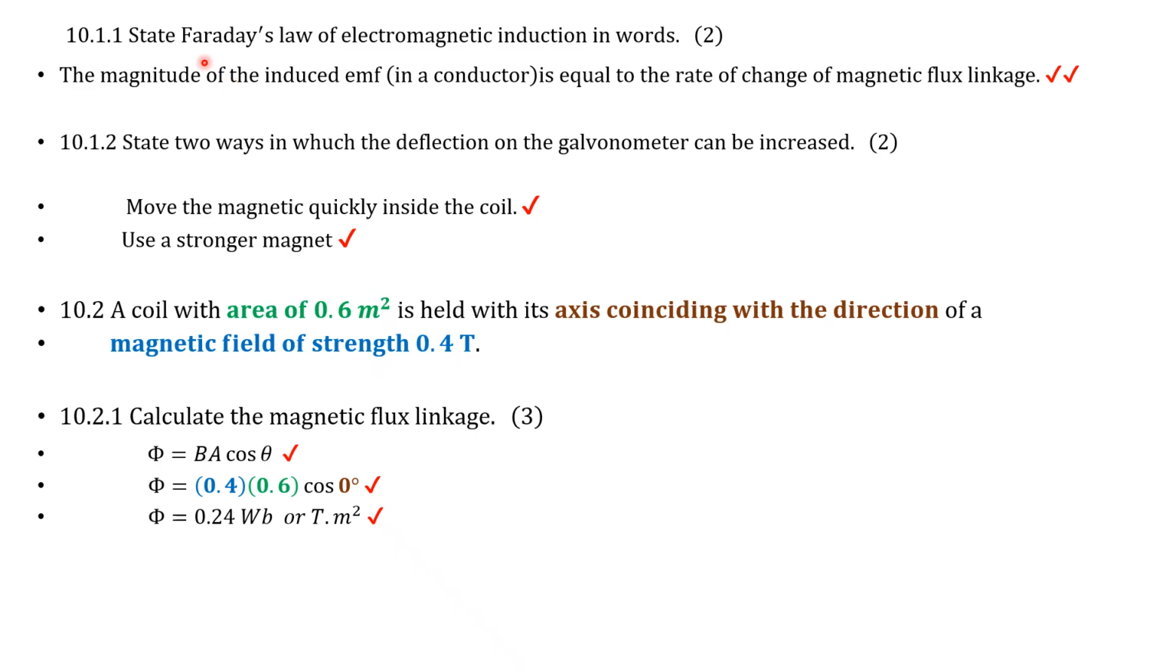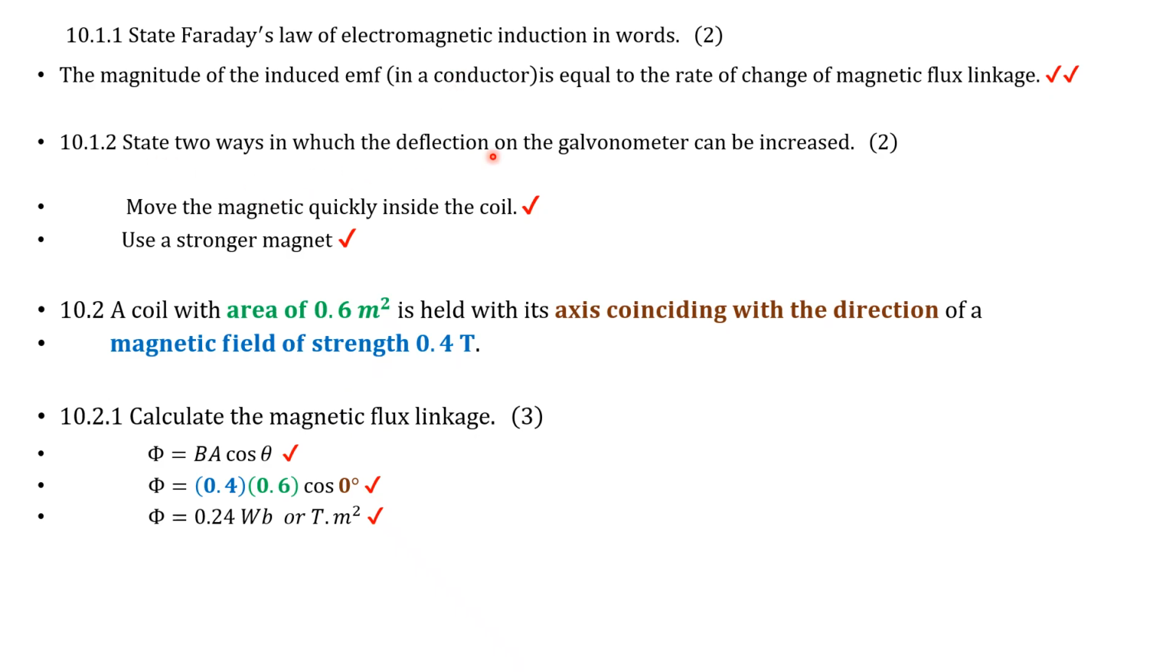State Faraday's law of electromagnetic induction in words. So the magnitude of the induced EMF in a conductor is equal to the rate of change of magnetic flux linkage, 2 marks. So the magnitude of induced EMF: we induce EMF, so there wasn't voltage, we create voltage in a conductor by using magnetism. And that is equal to the rate of change of magnetic flux. So how quickly we change that magnetic field in relation to the electrical conducting wires I'm using.